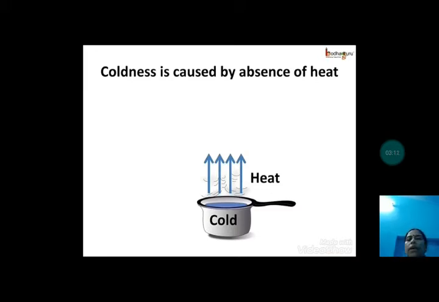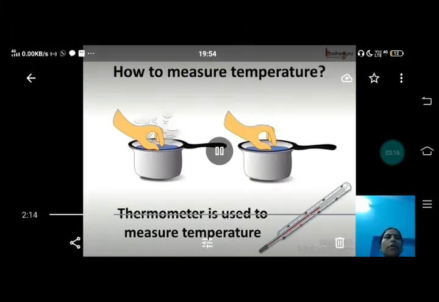Now how can we measure the temperature? To measure the temperature, when we touch an object, we can say whether it is hot or cold. The sense of touch can estimate the temperature. By touching, we can tell the temperature. But we cannot touch everything. It is not possible for us to say the temperature of everything.